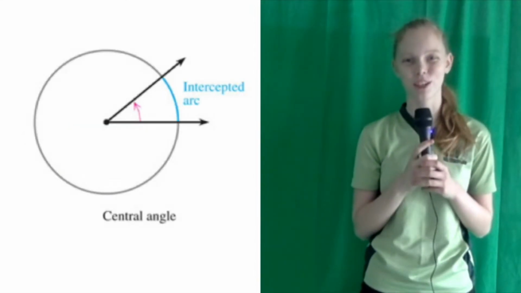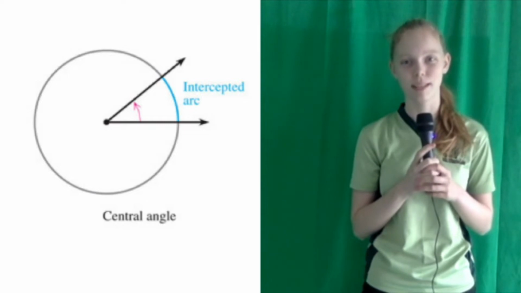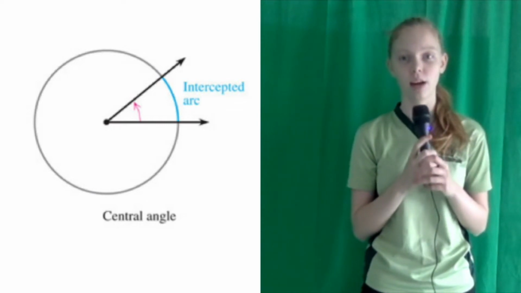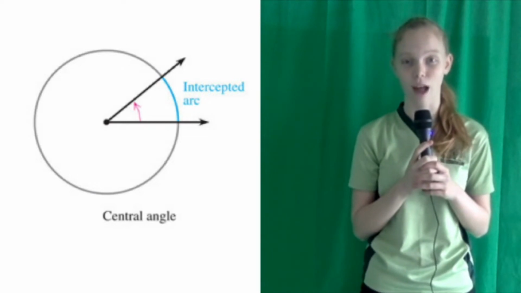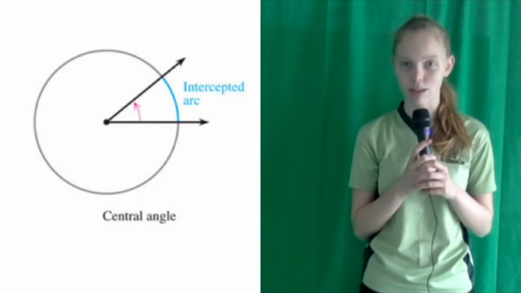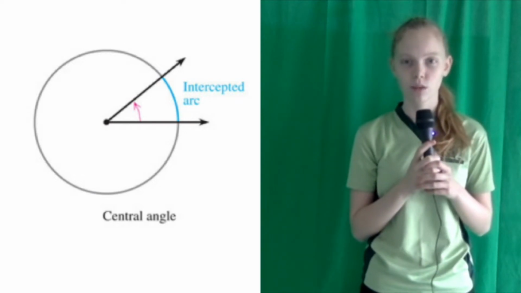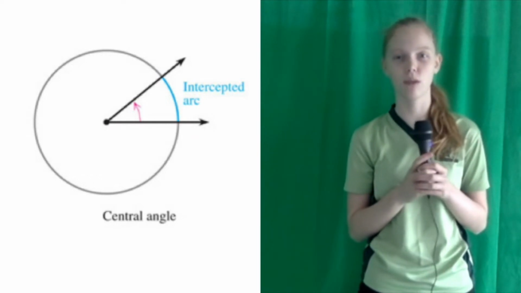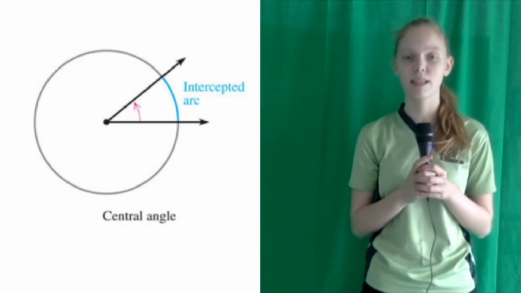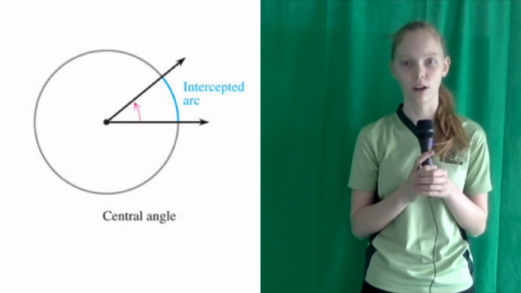If the intersection of two rays is placed at the center of a circle, it's said to be a central angle. Now, because the two sides of the two rays extend out forever, it's going to intersect the circle in two places. This will divide the circle into two pieces, one piece inside the angle and one piece outside the angle. The piece inside the angle is called the intercepted arc.